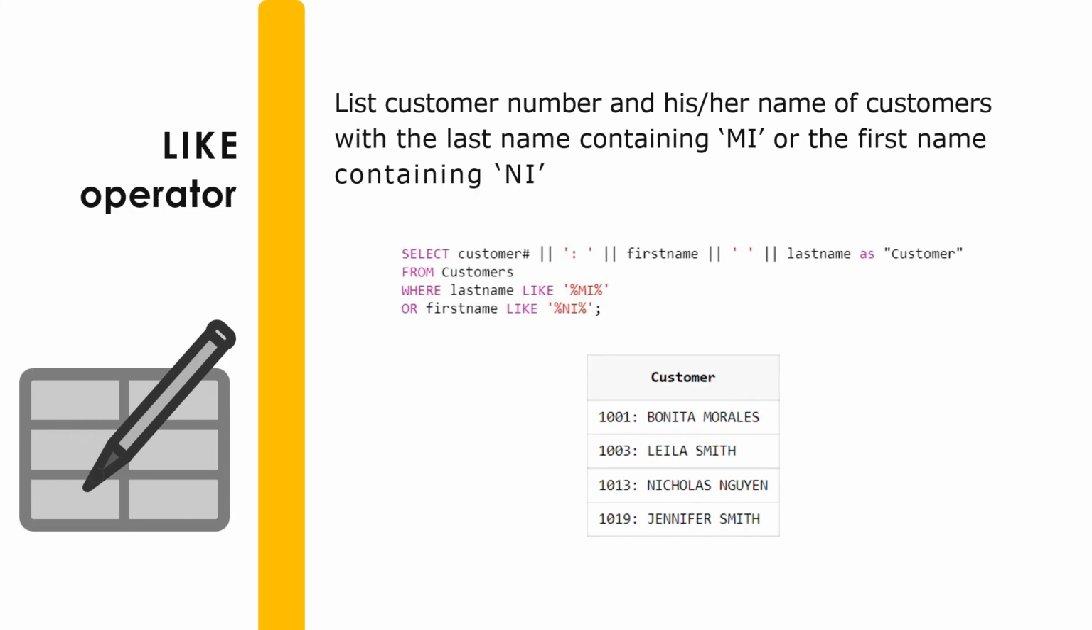We can place a wildcard character wherever we want. For example, if we would like to list the customer number and the customer's name with the last name containing MI or the first name containing NI, this is how we're going to do it. So as we can see, we place the wildcard character before and after MI and before and after NI. And in our output, we can see that it doesn't matter where the NI or MI is located as long as it contains MI and NI.